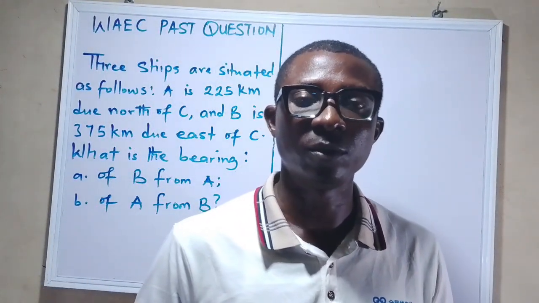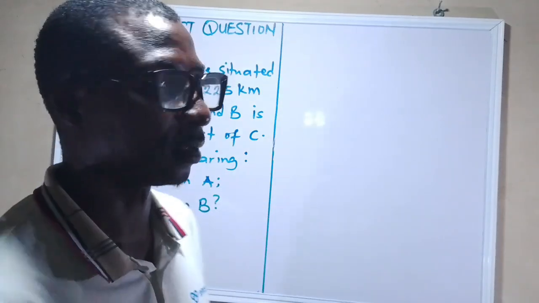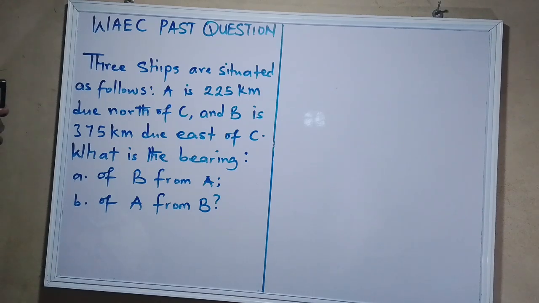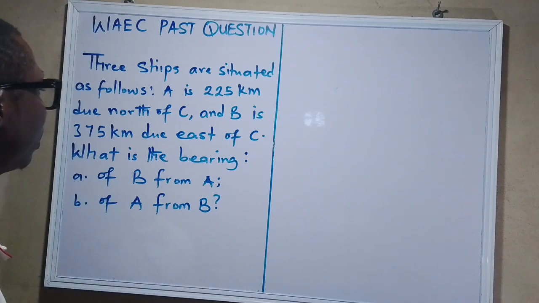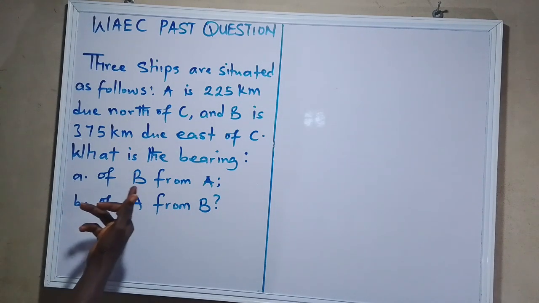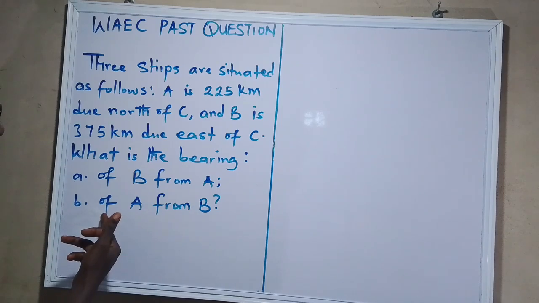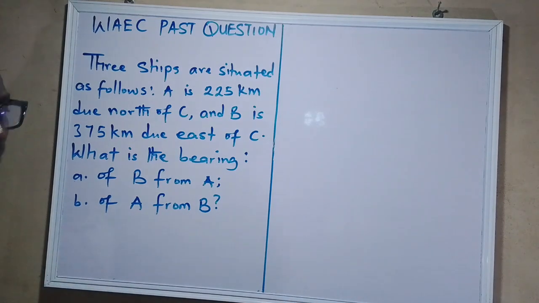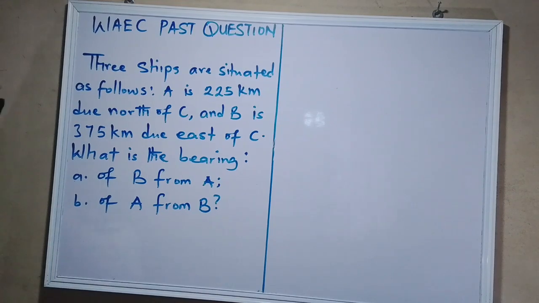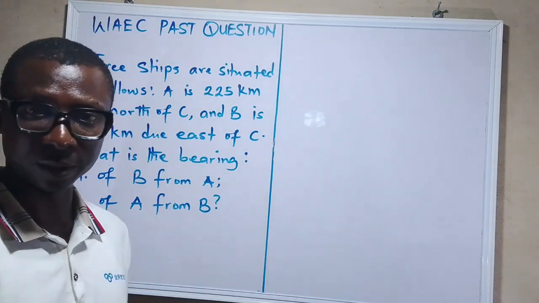Let's solve this problem on the bearings and distances. Now, three shapes are situated as follows. A is 225 km due north of C and B is 375 km due east of C. What is the bearing of B from A and of A from B? Now, the first thing is to understand the question very well before you start drawing.